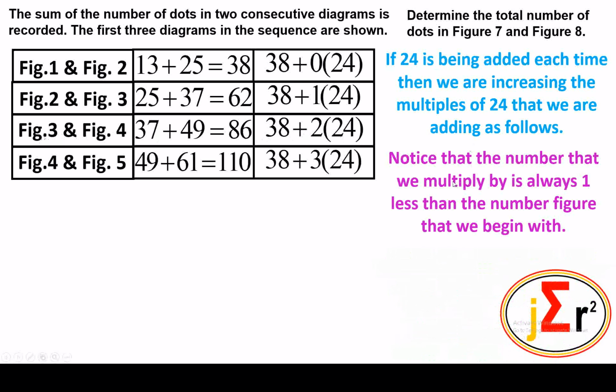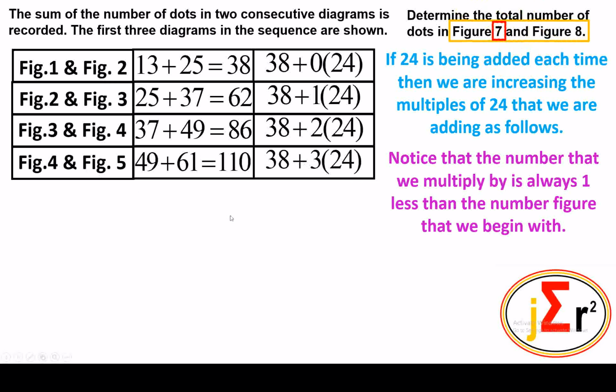Notice that the number that we multiply by is always less than the number figure that we begin with, as we just stated. So if we can take a look at that very quickly, your eyes must be very quick now. 1, 0. 0 is 1 less than 1. 1 less than 2. 2 is less than 3. 3 is less than 4. So the number that we are multiplying by is always 1 less than the number figure that we have here, the smaller one. So the multiplier is less than the smaller one at all times.